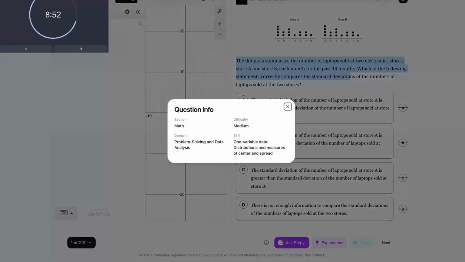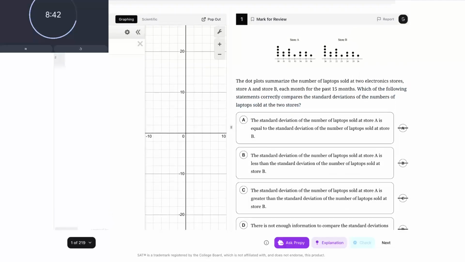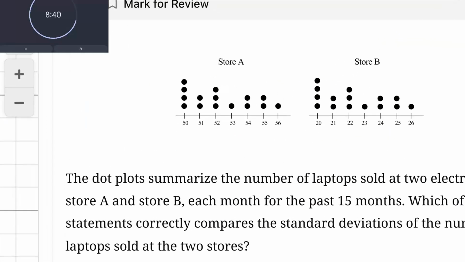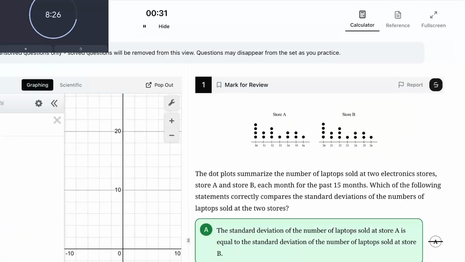The laptop sales for electronic stores A and B each month over 15 months. Which of the following statements correctly compares the standard deviation? Okay, which standard deviation is higher? Let's see. They literally have the same standard deviation. Where's the equal sign? Yeah, there it is. The graphs look the same, so it's probably that the standard deviation is equal.